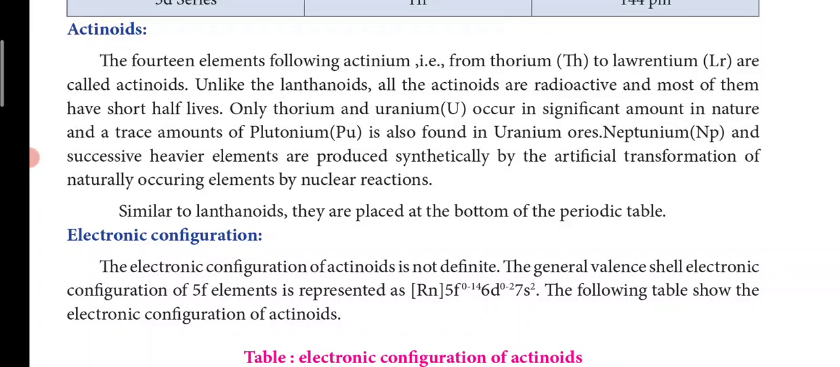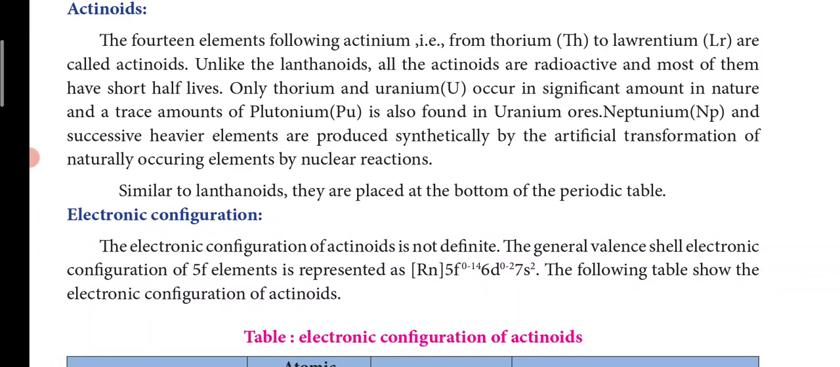The next set of 14 elements enter the 5f subshell. We will see from thorium to lawrencium, the actinium series elements, which are otherwise called actinoids. So we'll see actinoids today. The 14 elements following actinium, that is from thorium to lawrencium, are called actinoids.